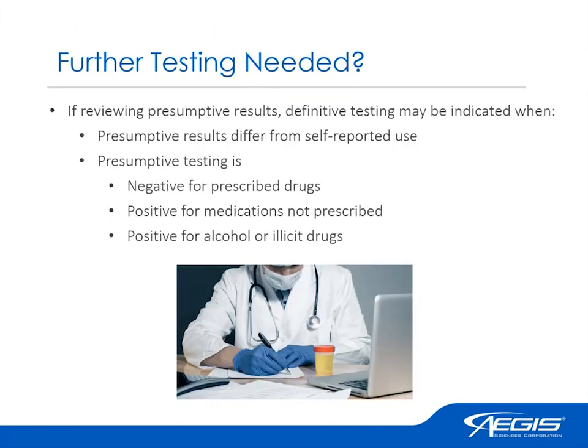Generally, if a clinician is reviewing the results of presumptive testing and trying to determine if definitive testing might be needed, it could be indicated when the presumptive results differ from what the patient is self-reporting that they have taken, whether that be medications that they've taken or other substances that they have used, or if the presumptive testing is negative for the prescribed drugs, if it's positive for non-prescribed medications, and or positive for alcohol or illicit drugs. Any of those scenarios would be guideline-supported reasons to consider definitive testing.